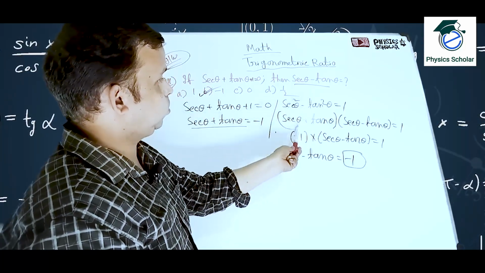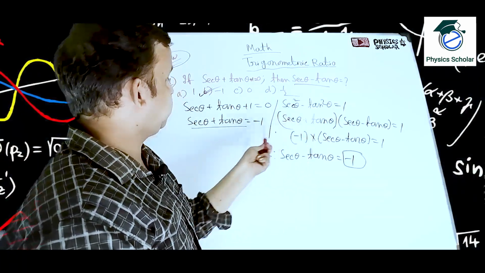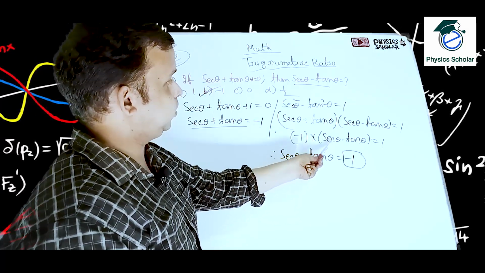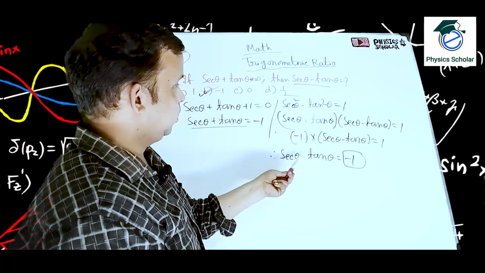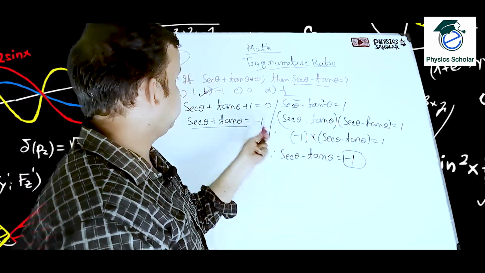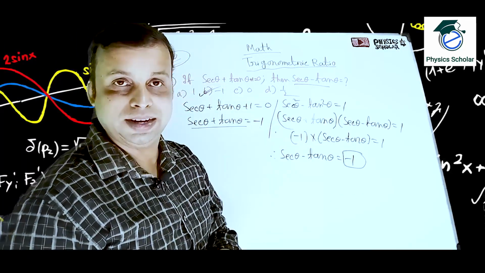So a square minus b square is a plus b into a minus b. So sec theta plus tan theta is equal to what? Minus 1. So I am writing minus 1 over here into sec theta minus tan theta is equal to 1. So sec theta minus tan theta is equal to what? 1 by minus 1 means what? Minus 1. So option B will be correct.